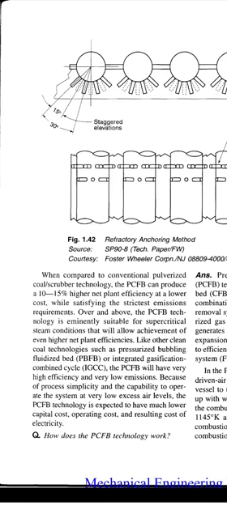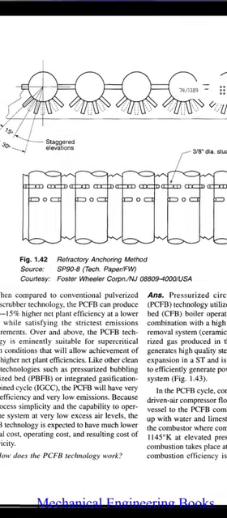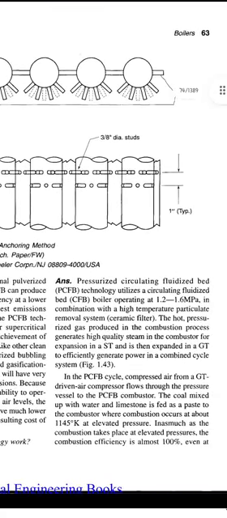The PCFB technology is expected to have much lower capital cost, operating cost, and resulting cost of electricity. Question: how does the PCFB technology work? Answer: pressurized circulating fluidized bed technology utilizes a circulating fluidized bed boiler operating at 1.2 to 1.6 megapascal in combination with a high temperature particle removing system, a ceramic filter.